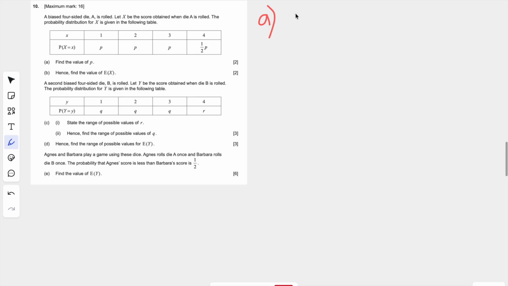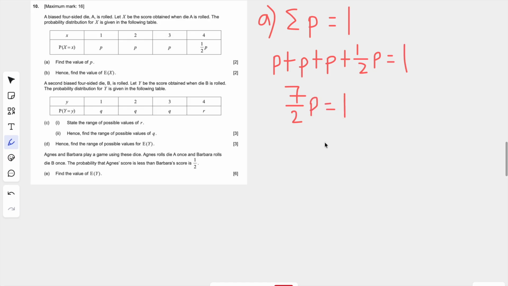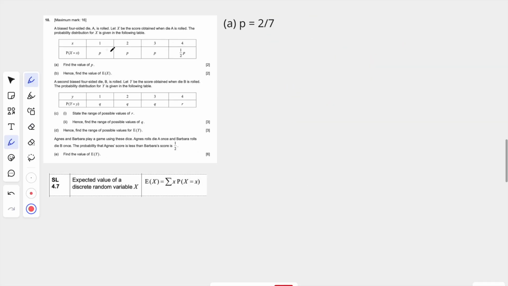Remember, if you are given a probability distribution table, all the values in that table have to be between 0 and 1, and the sum of all the probabilities should be 1, since you cannot have a probability be less than 0 or greater than 1. So, we can sum up all the different probabilities mentioned in the table, equal it to 1, and solve for P. We have P plus P plus P plus 1 over 2P, which when we add up simplifies to 7 over 2P. We set this equal to 1, and by making P the subject, we can determine that P equals 2 over 7.